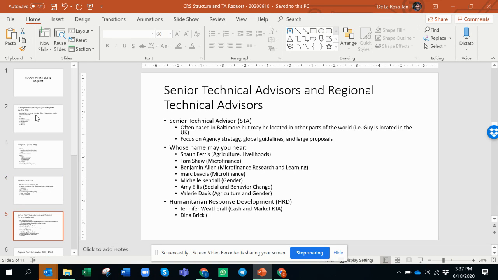So when we think about senior technical advisors, and that's what this slide really is about, the senior technical advisors are there to really focus on agency level priorities, providing global guidance. You're in an interesting space because CRS is so large, you don't see the difference as much between a senior technical advisor and regional technical advisor in terms of getting support, or frequency of contact. But there are different roles, and what you would expect from a senior technical advisor would be a lot broader than what you would expect for a regional technical advisor.